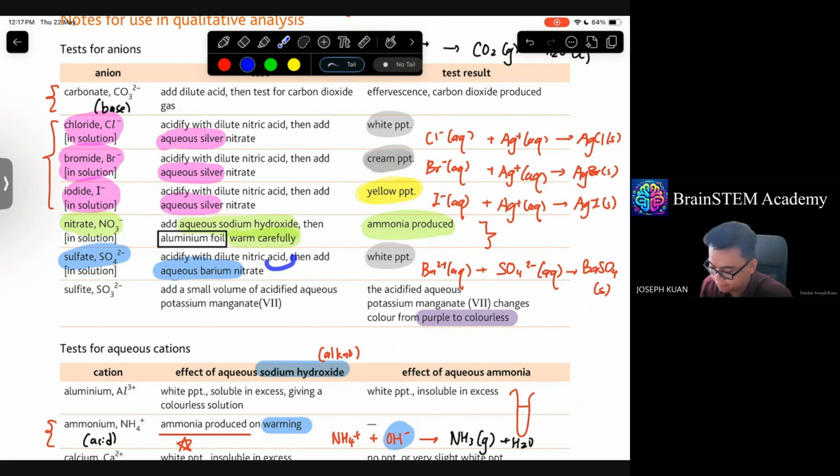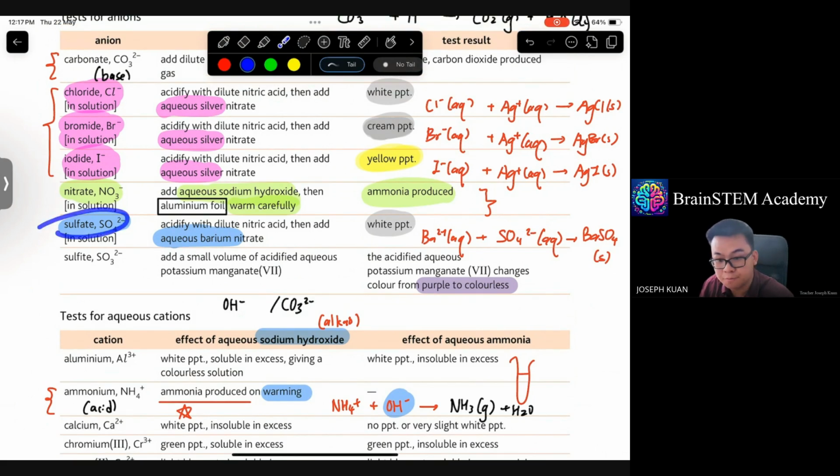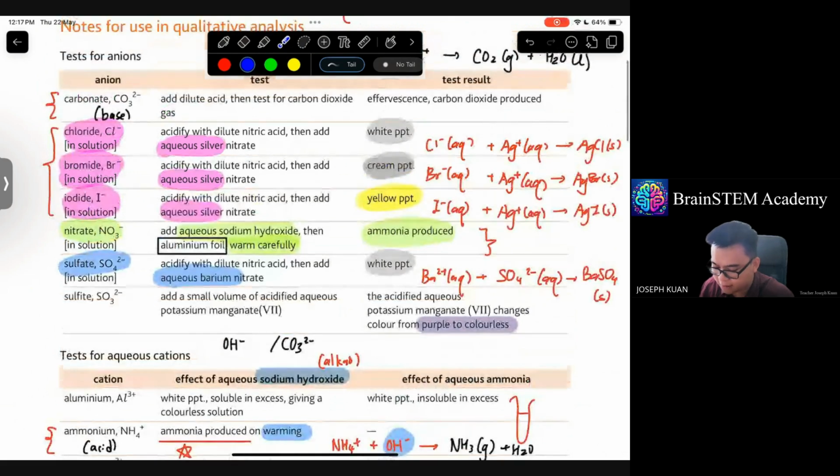Now, what about the acid? Okay, so here's the thing. You have to know your solubility chart. If you look back at your solubility chart, you know that hydroxides and carbonates, right, are mostly insoluble. So if you don't add the acid, potentially this silver or this barium will just react with your hydroxide and carbonate, giving you a false result. It's going to form a precipitate, but it's not actually due to sulfate. That's why we add acid, right?